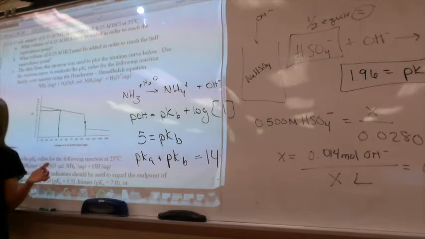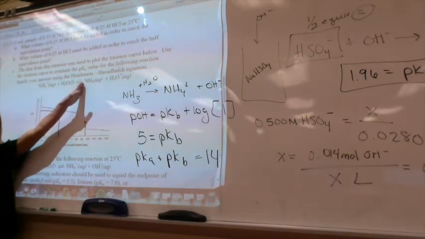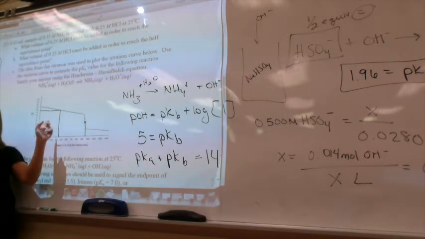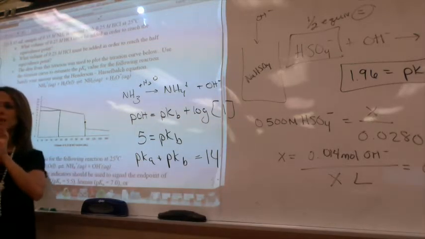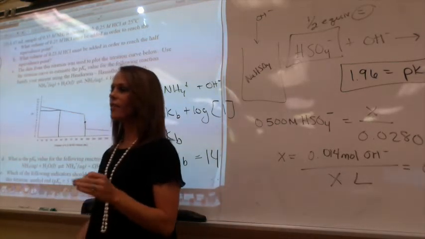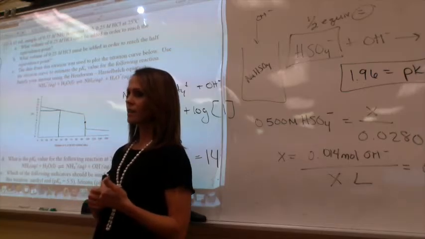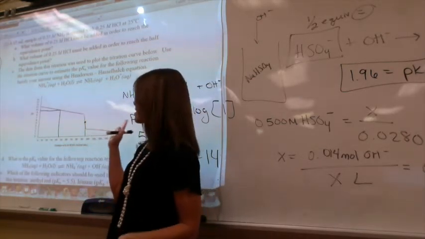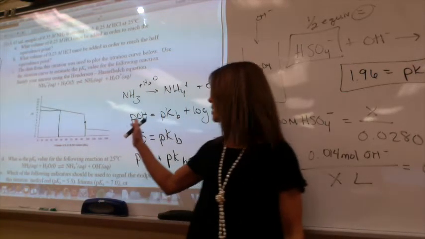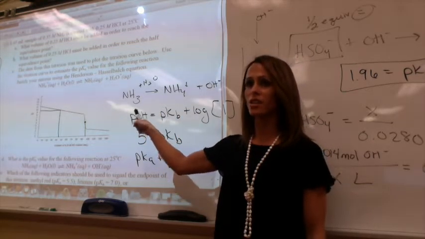I don't like the idea of asking you to calculate a pKa from this. I like the idea of asking you to calculate a pKb to start and then finding the pKa, which is just the same thing. Just recognize a pKb value comes from a pOH.